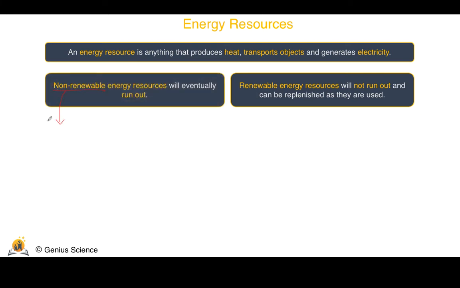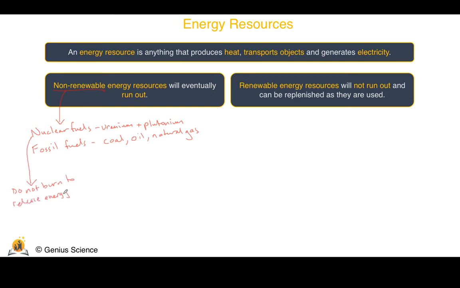Non-renewable energy resources include nuclear fuels such as plutonium and uranium, and also fossil fuels, that's coal, oil, and natural gas. Nuclear fuels do not burn to release energy, but undergo a process called nuclear fission that produces huge amounts of energy.